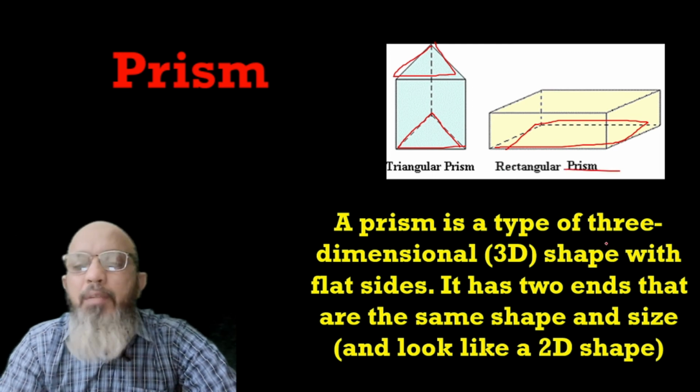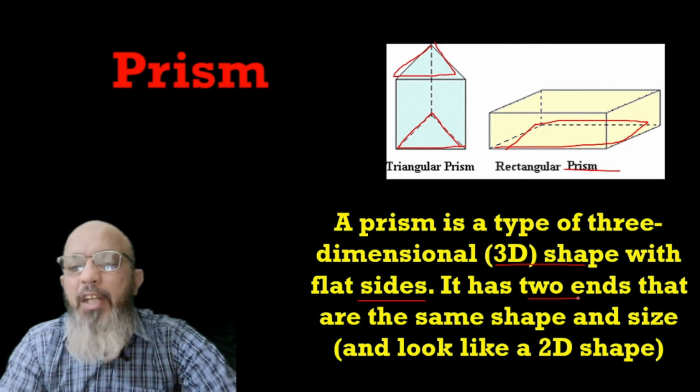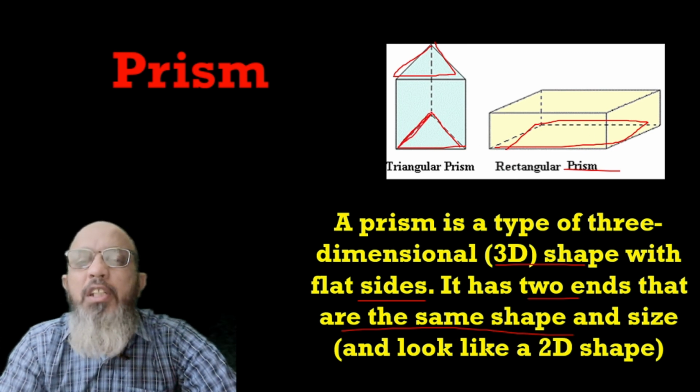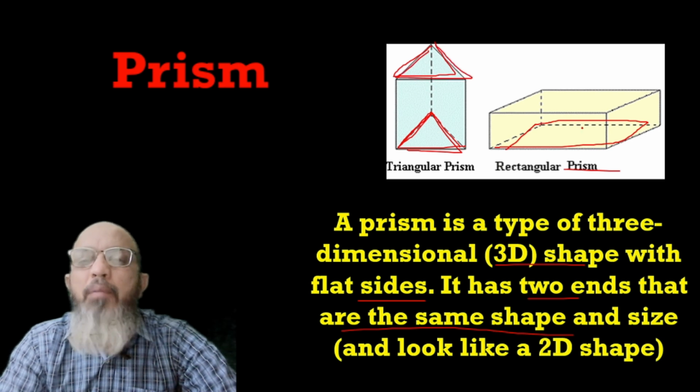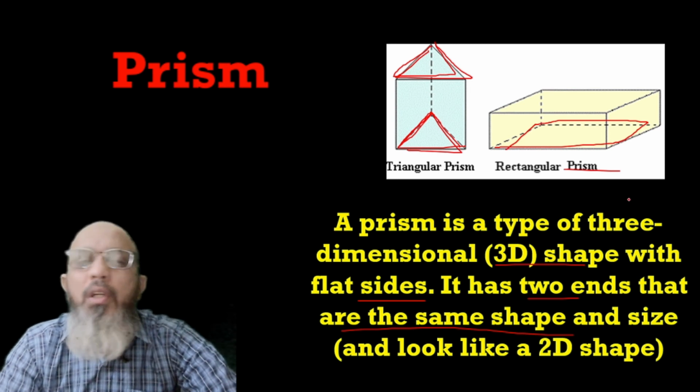A prism is a type of three-dimensional shape, because all these are 3D shapes with flat sides. It has two ends that are the same shape and size. If you look at the triangular prism, these are the same size and same shape. Similarly, these are the same size and same shape. So this is called a prism.